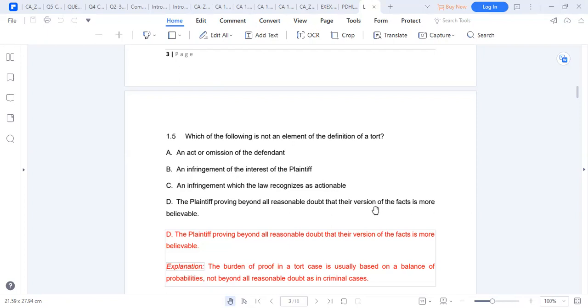So D is not an element of tort, because usually tort cases are based on the balance of probabilities, not on reasonable doubt as in criminal cases. So all these A, B, and C qualify, but D, because of the aspect of what? Believable facts.